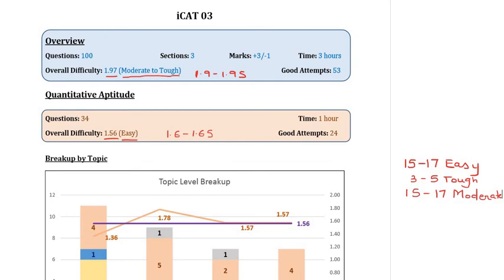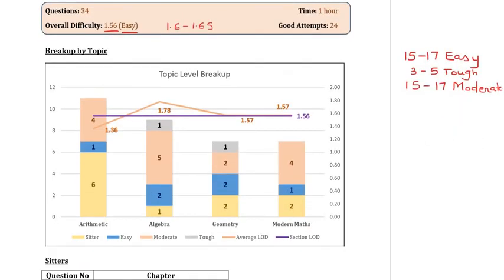So when I look at this particular graph, we know that quant has four very well defined areas: arithmetic, algebra, geometry, and modern math. So here firstly, we observe that the overall section LOD, as we said, was 1.56. Observe that geometry and modern math both nearly matched this particular LOD. So they were quite representative, of course with different breakup, but they were both quite representative of the overall section.